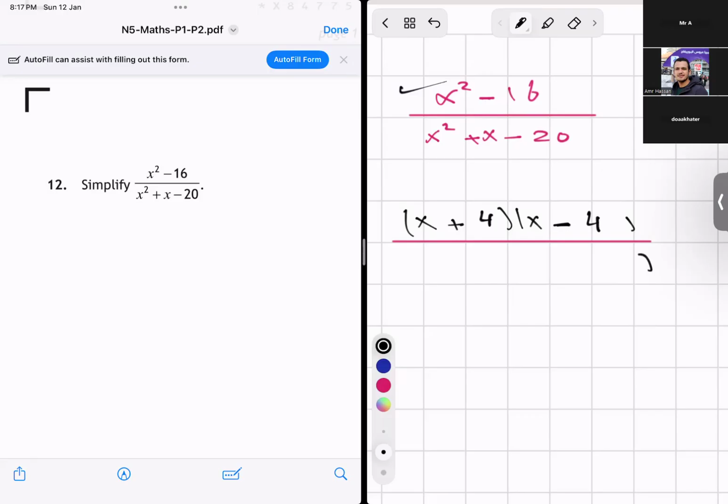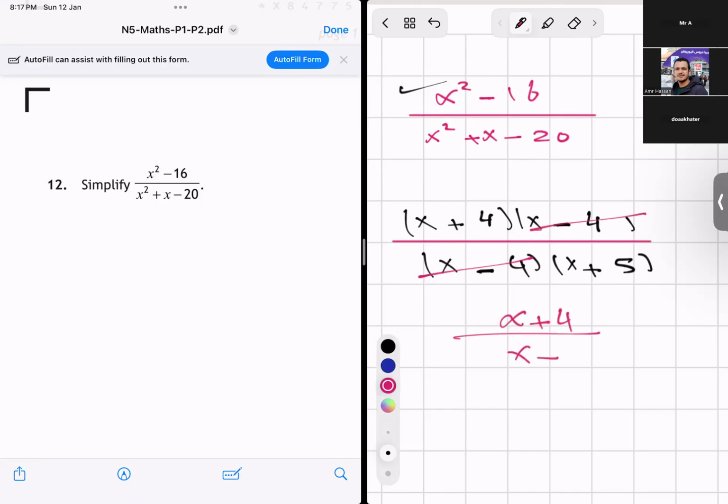Let me open up 2 brackets. x and x, 4 and 5. Okay, which one of them is positive and which one of them is negative? 4 is negative, 5 is positive. Yeah. So I think I got the same bracket up and down. So we need to cancel each other out, right? Yeah. So we'd end up with x plus 4 divided by x plus 5, right?